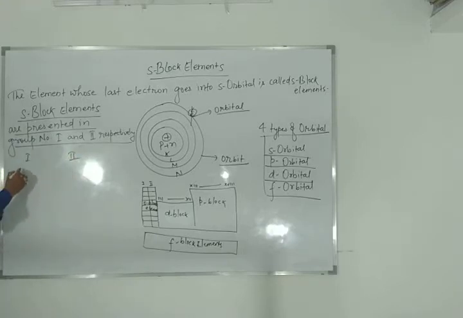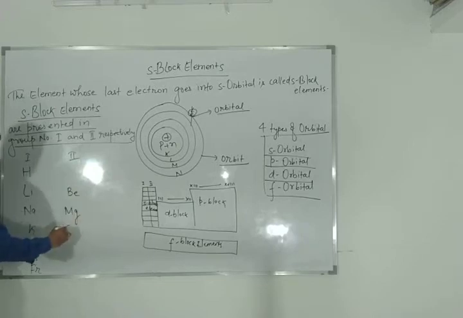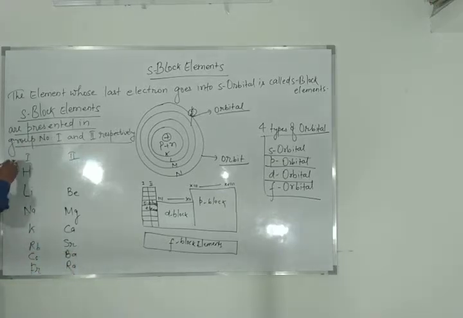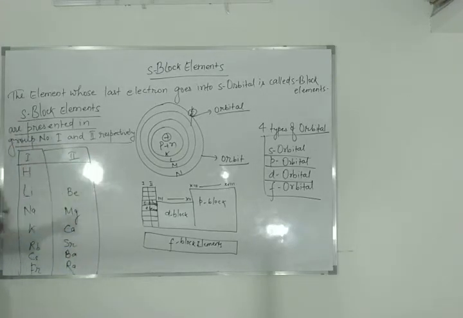The group number 1 elements are hydrogen, lithium, sodium, potassium, rubidium, cesium, and francium. And group number 2 elements are beryllium, magnesium, calcium, strontium, barium, and radium. So you have seen these two groups are known as s block elements. Group number 1 and group number 2 are known as s block elements.